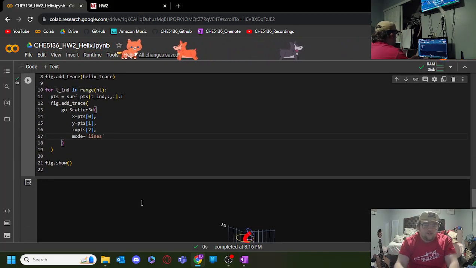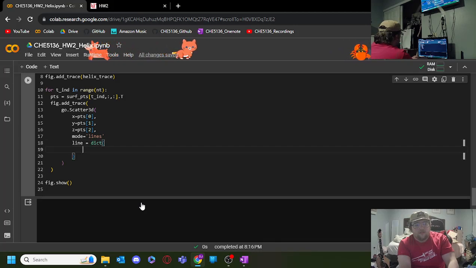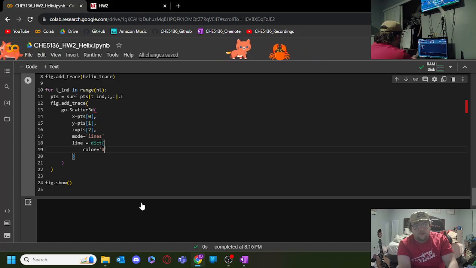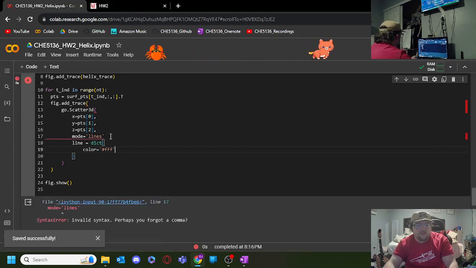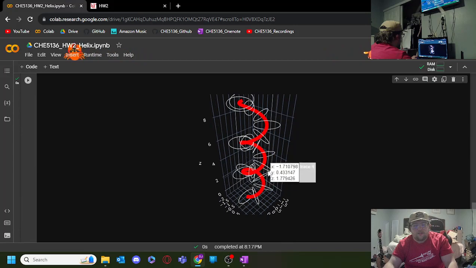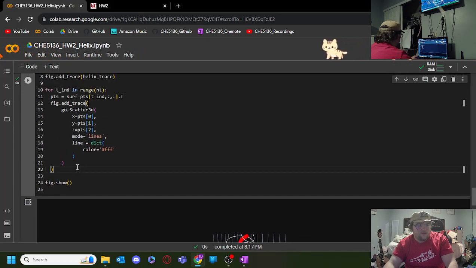So here, just doing the same thing, line dict, color, and let's just make it all white. So FF. If I run this, we got a comma. I run this, yeah, so all the ellipses are white now.